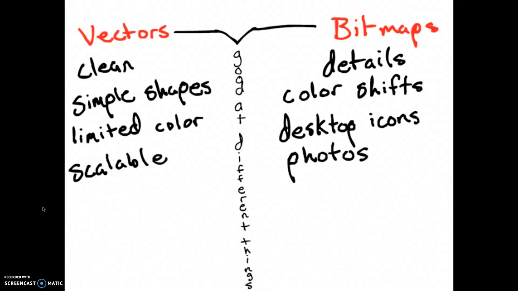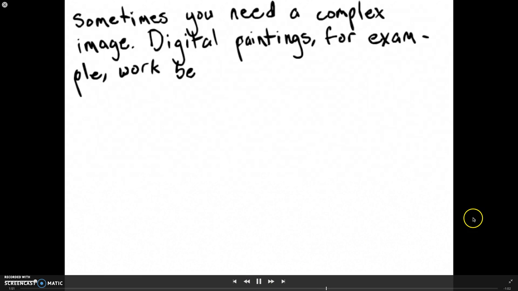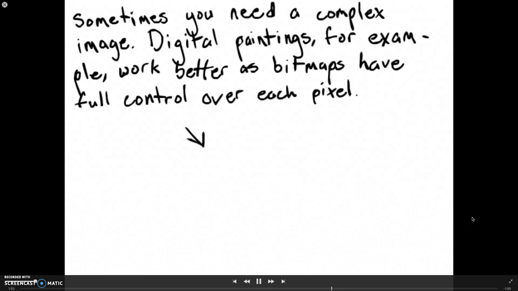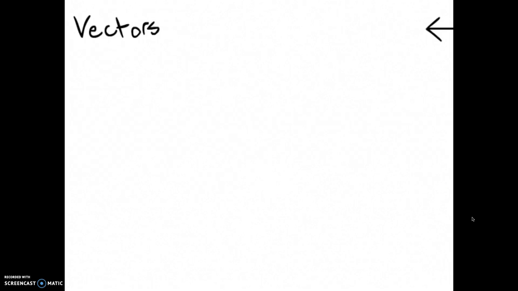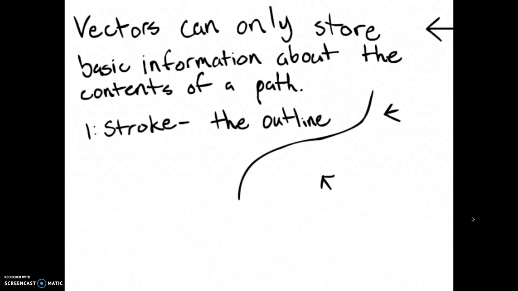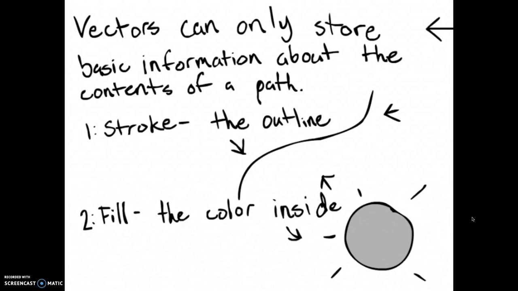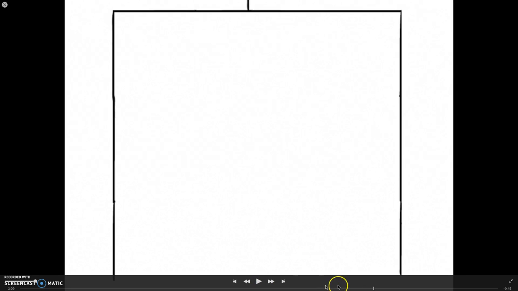For example, sometimes you need a complex image. Digital paintings can only work as bitmaps because in a bitmap you have full control over each pixel. Vectors can only store a few pieces of information about the contents of the pattern. One is the stroke of the outline. Second is the fill inside the pattern.